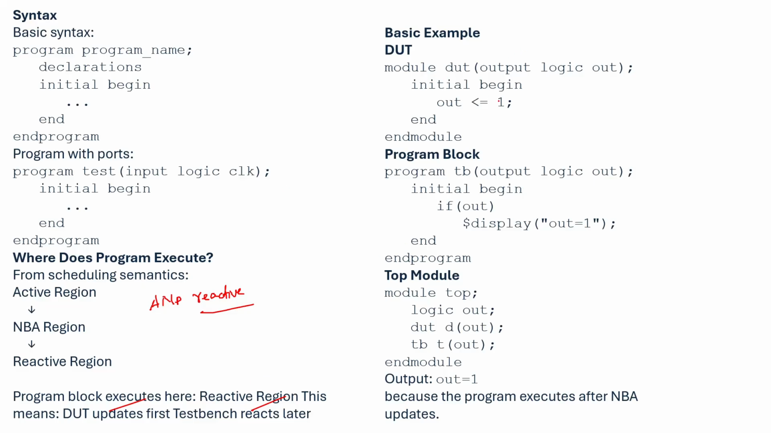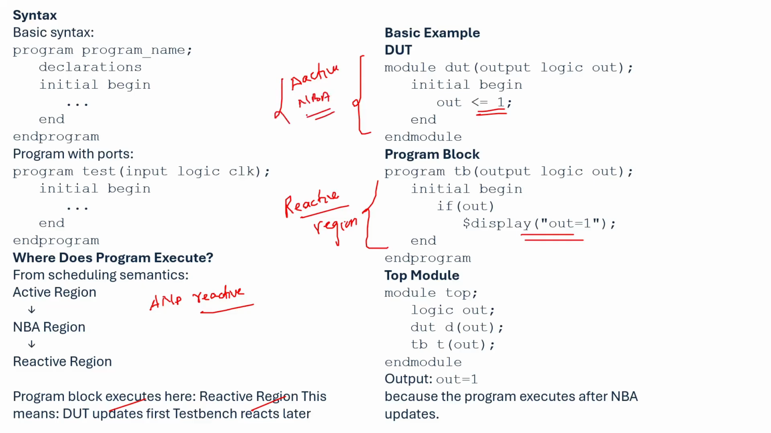See, the DUT is driving the output signal, and the test bench, the programming block, is also reading that signal. This program block will be executed in the reactive region. All these things are executed in the active region, and then the other regions like the NBA region. All these regions are executed, then the DUT is updated first.